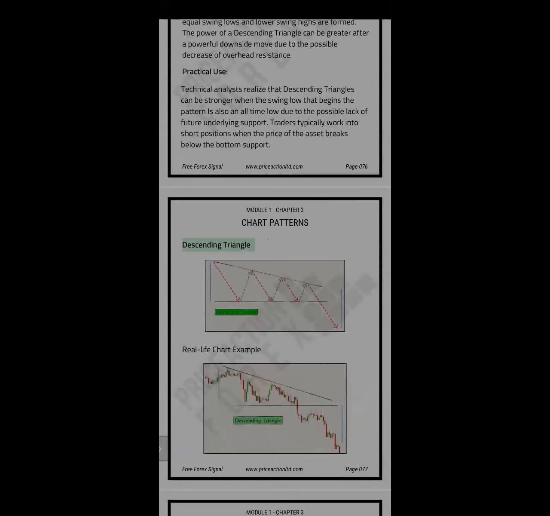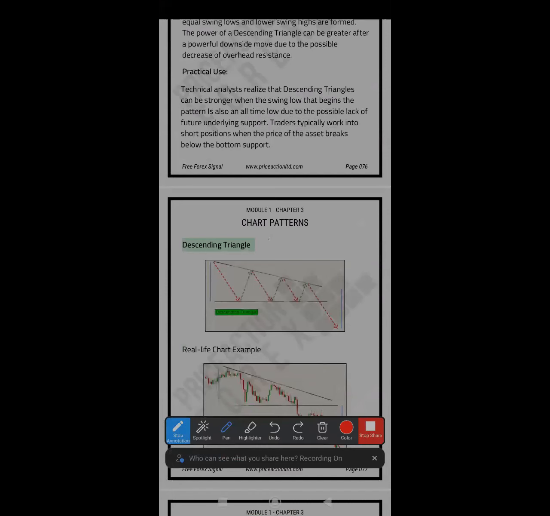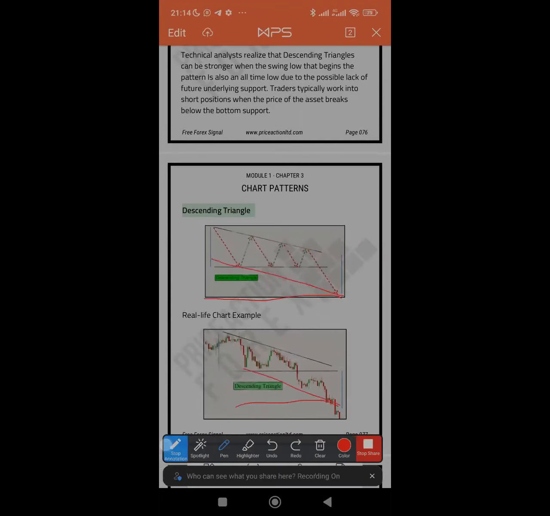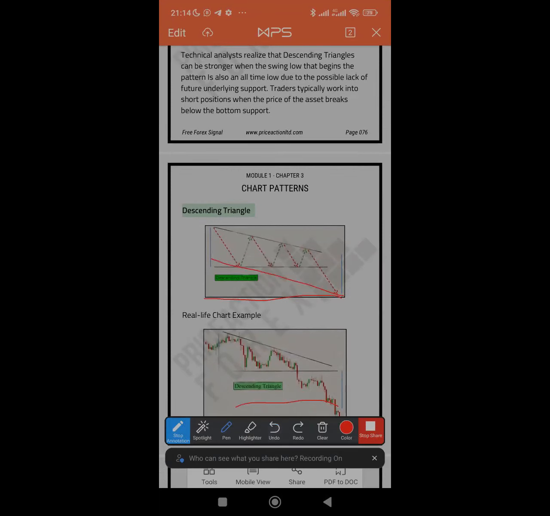But before then, let's see more of what they say here. So this is an example they give to us. You can see that the support is horizontal, while the resistance is downward sloping. The same thing with the real life chart example, which is this. And you can see how they measure it for you to mark your TP. It is from here to here. They move it from your entry to here.